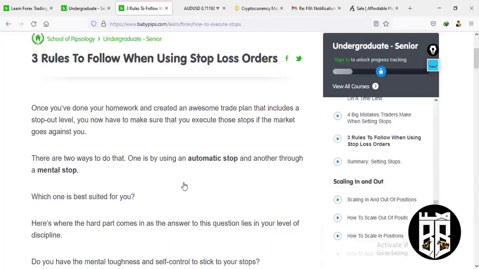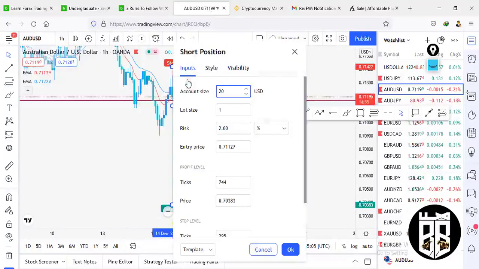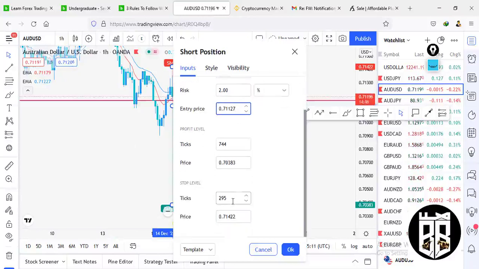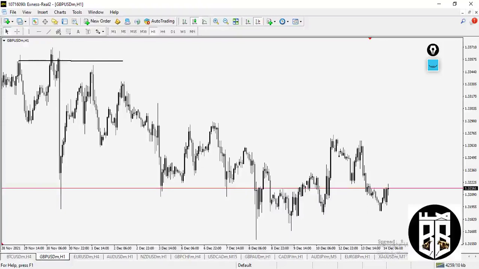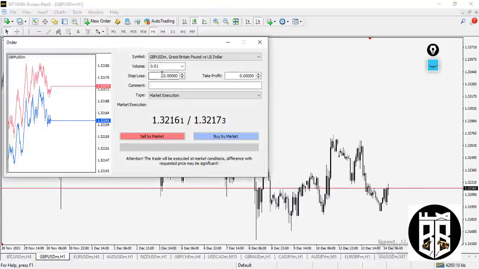So here we are on 3 rules to follow when using stop loss orders. Once you've done your homework and planned your trade, how you want to go in and how you want to go out, some people use an automatic stop out, like we have seen in this example. Once we input all these figures, the risk, entry, how many ticks, and the stop loss level, you input that into your MetaTrader 4.